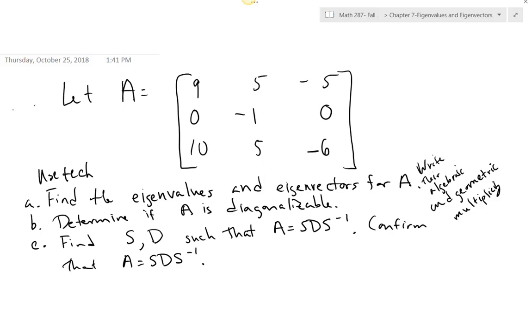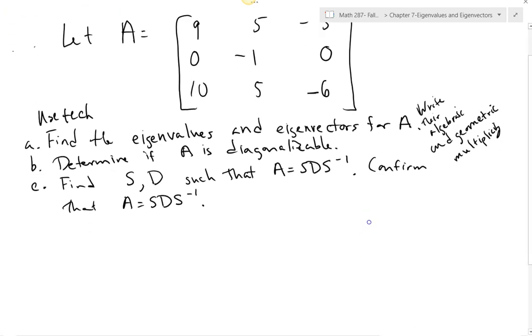So what I want to do now is, letting A equal this matrix, 9, 5, negative 5, 0, negative 1, 0, 10, 5, negative 6, we're going to use technology to find the eigenvalues and eigenvectors for A and determine if A is diagonalizable, and then find S and D such that A equals SDS inverse, and then confirm that A equals SDS inverse. Okay?